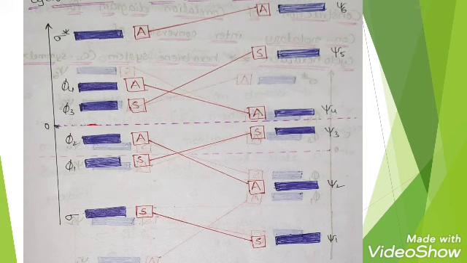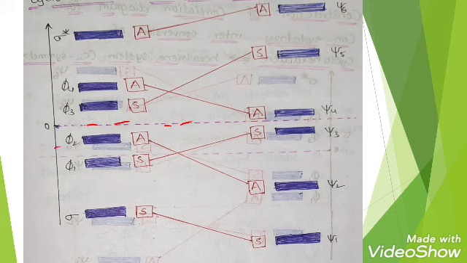This is a non-bonding line. The dotted line represents the non-bonding line. The orbitals present below the non-bonding line are said to be ground state orbitals, which are also known as bonding orbitals.